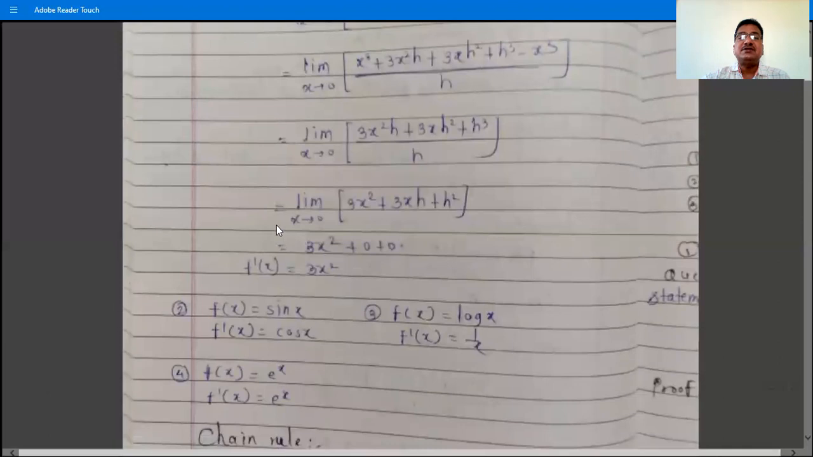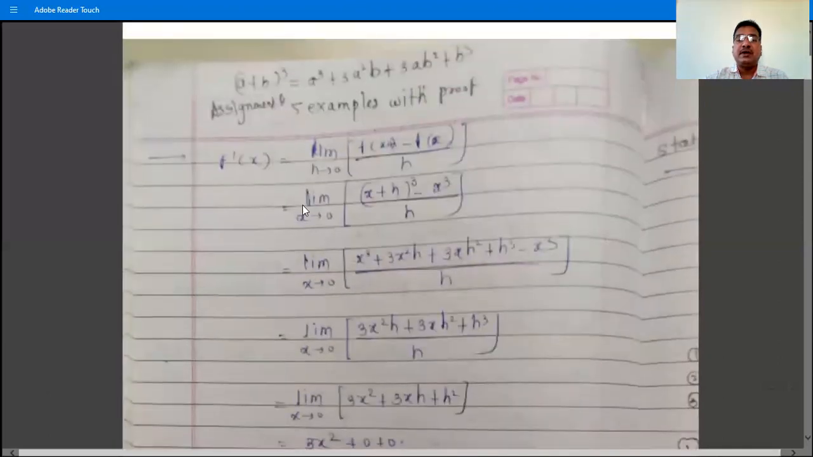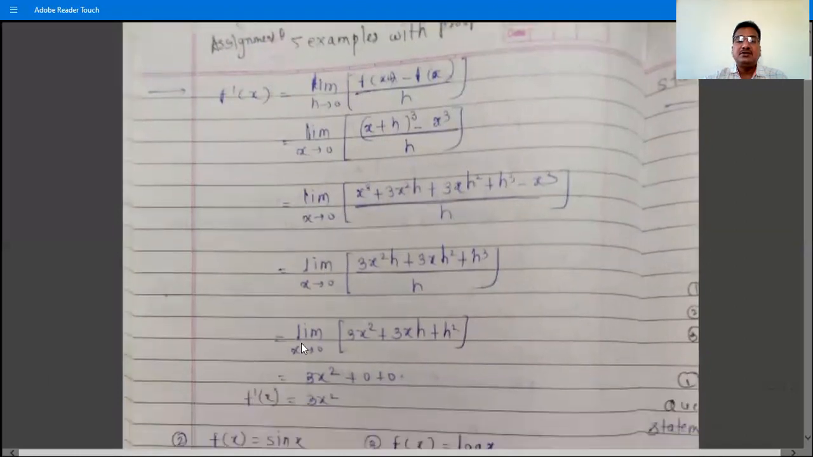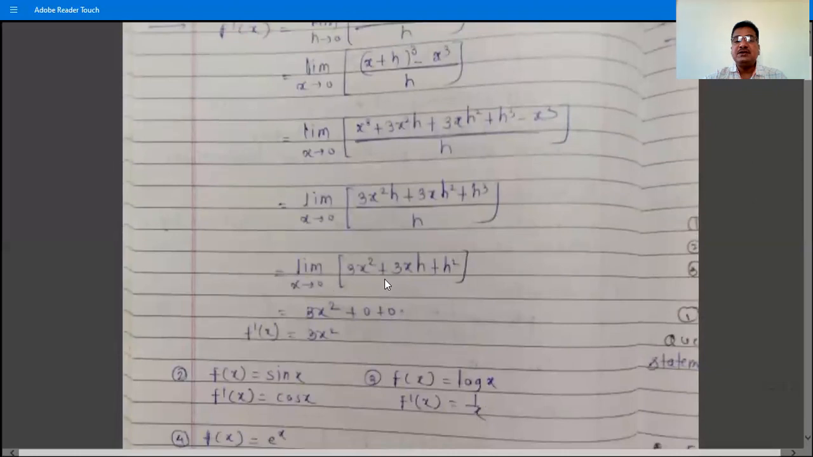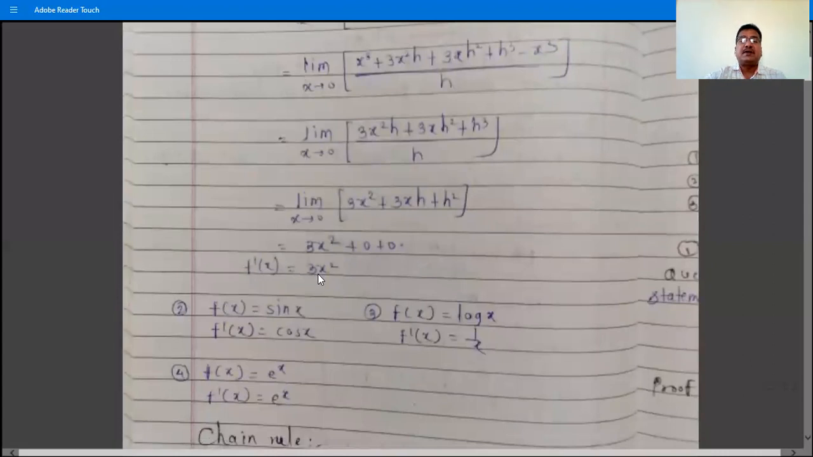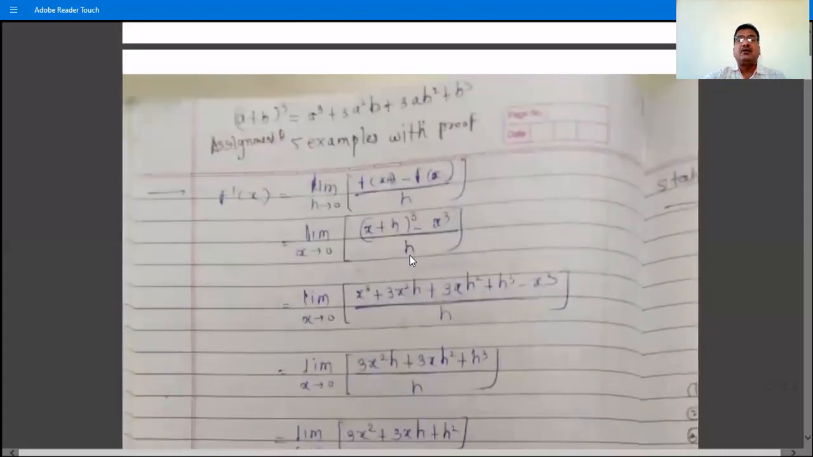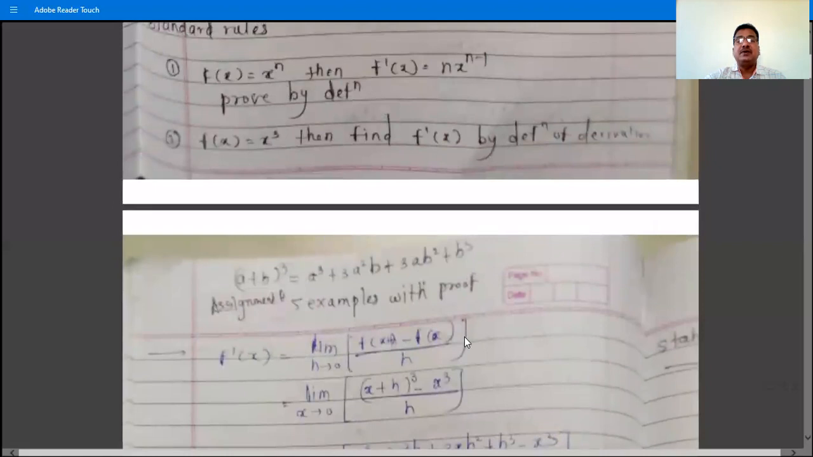And then take the limit as h tends to 0. Here it is not x tends to 0, it is h tends to 0. Then substitute h as 0. So 3x square is constant with respect to the limit, so its limit is itself, 3x square. But the limit of 3x times h is 0, so 3x into 0 is 0. h square, 0 square is 0. Therefore f'(x) is 3x square.